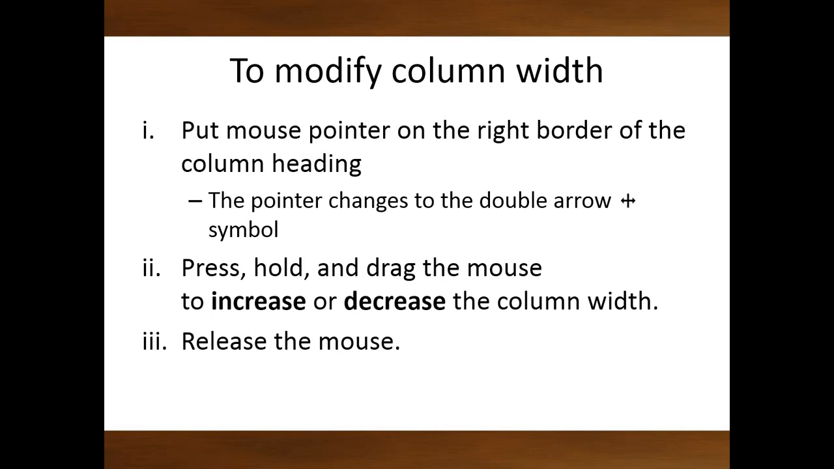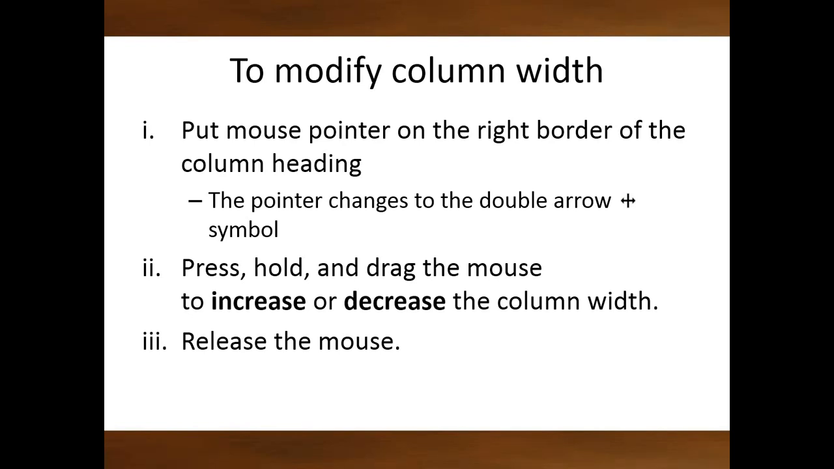To modify column width, the steps are given to us as follows. 1. Put mouse pointer on the right border of the column heading. And once you do that, the mouse pointer changes to the double arrow symbol, as you can see over here. 2. Press and hold and drag the mouse to increase or decrease the column width. Then 3. Release your finger from the mouse to complete.